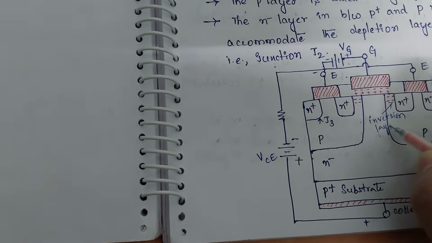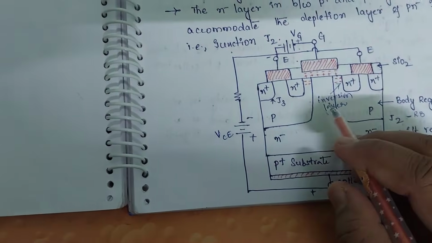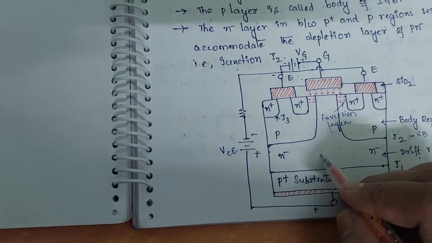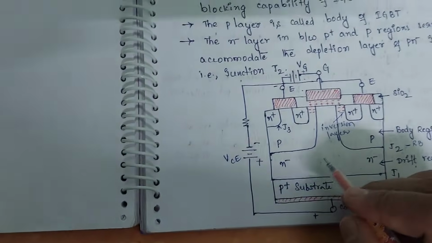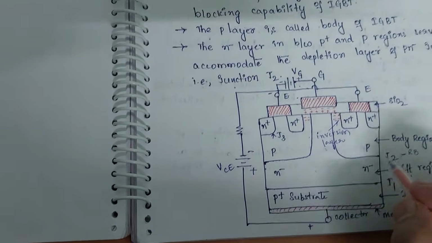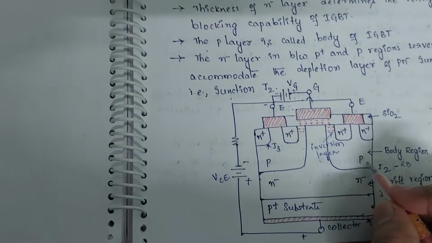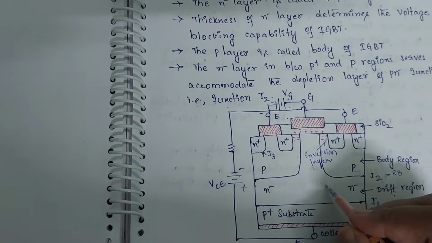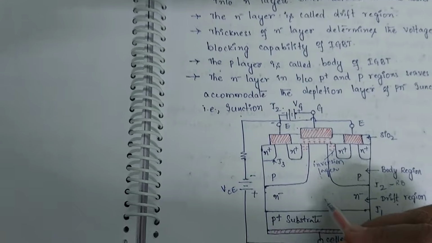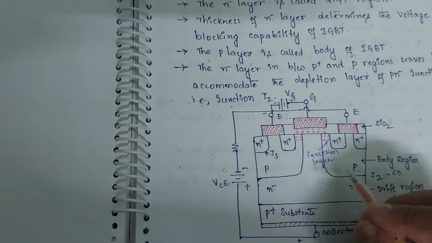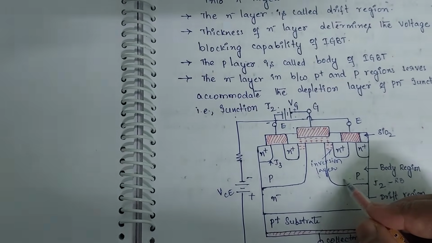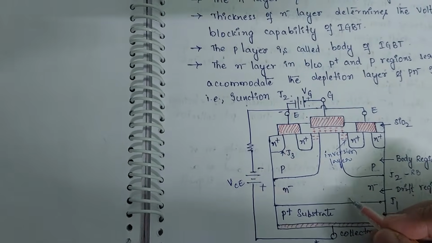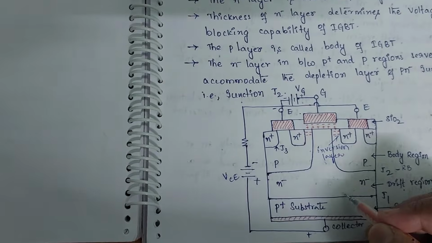Due to this inversion layer, this N plus region can inject electrons into the N minus region, and as this gets forward biased, the holes which are present at this J2 junction are going to be flooded into the N minus region, where they get recombined. When the holes and electrons get recombined, the conduction is going to happen from the N plus region to the N minus region.